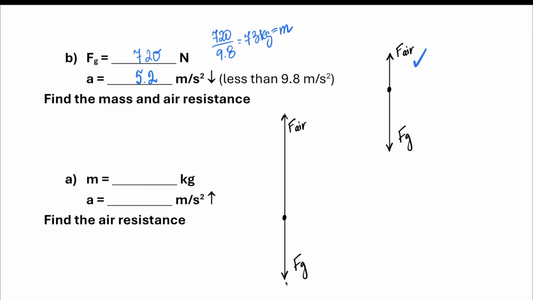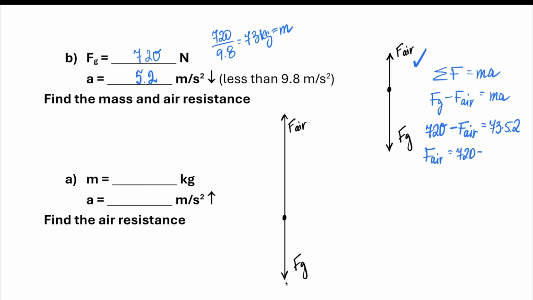Because there's acceleration, we're going to resort to Newton's second law. Net force equals mass times acceleration. Net force in our case, gravity minus air, equals mass times acceleration. So gravity, which I decided was 720, minus force of air, which we are looking for, equals 73 times 5.2. So air is going to be less than 720 by the amount of the net force. So go ahead, use your calculator for your numbers. Remember, do not repeat mine. Please use your own.